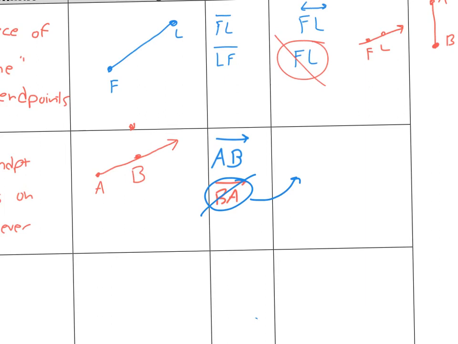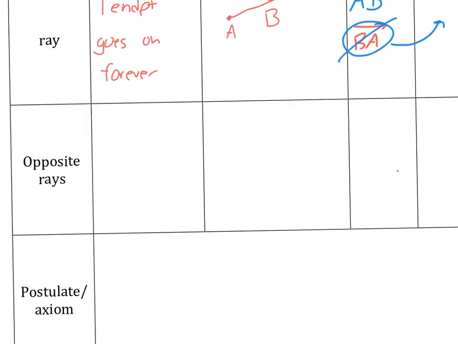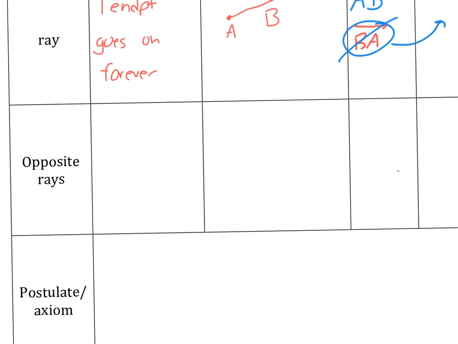Another thing is, I would not use a letter like this for a ray, because that only applies to lines. Okay, so ray. And opposite rays are rays with the same endpoint in opposite directions.